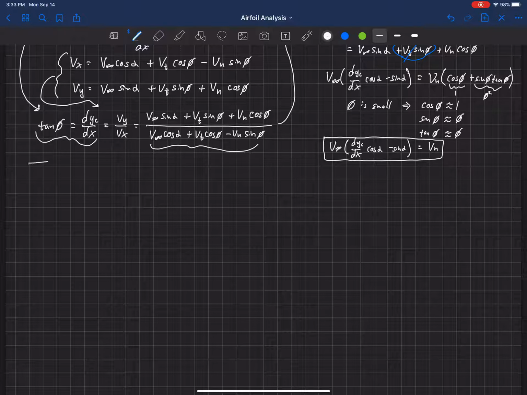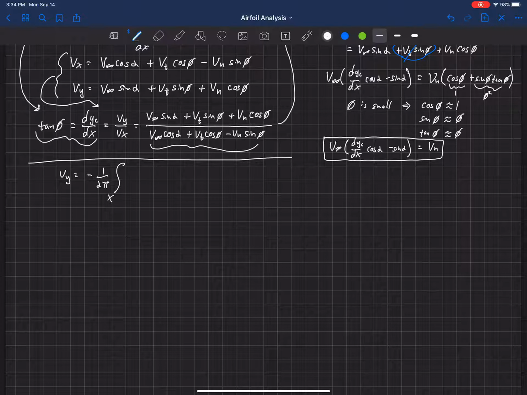So from the previous development that we've gone over before, the velocity in the y direction of a vortex panel is equal to minus 1 over 2 pi times the integral from x naught equals 0 to c along the chord length. And then it's x minus x naught times gamma of x naught, so the strength of that vorticity.